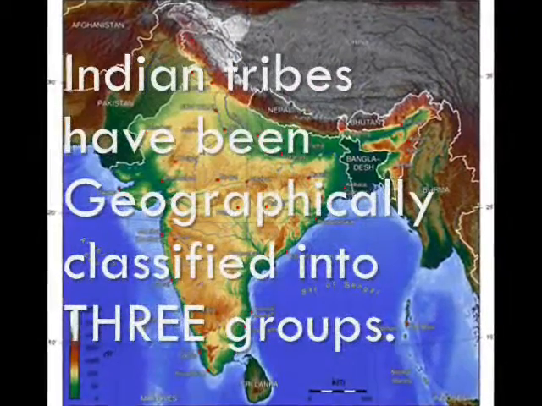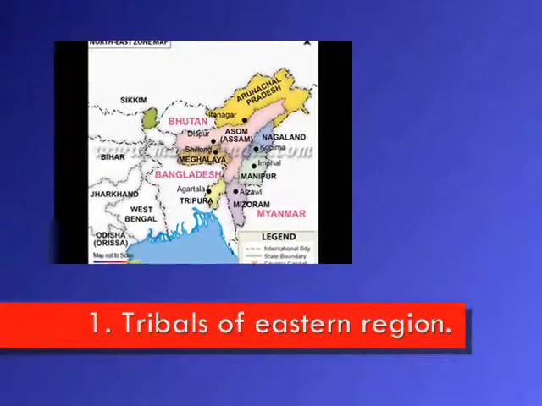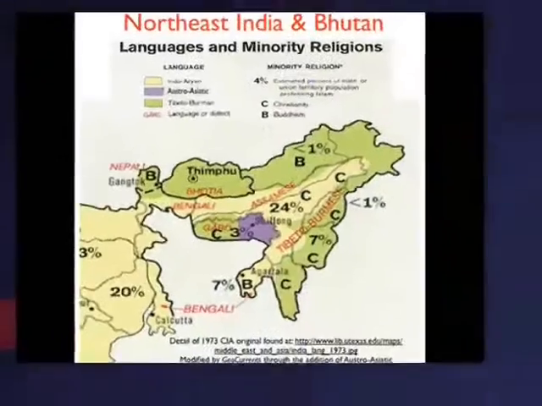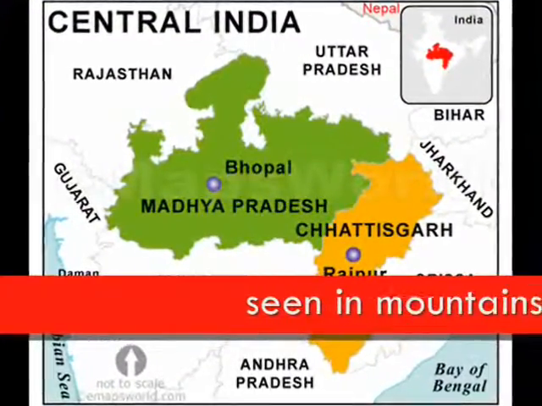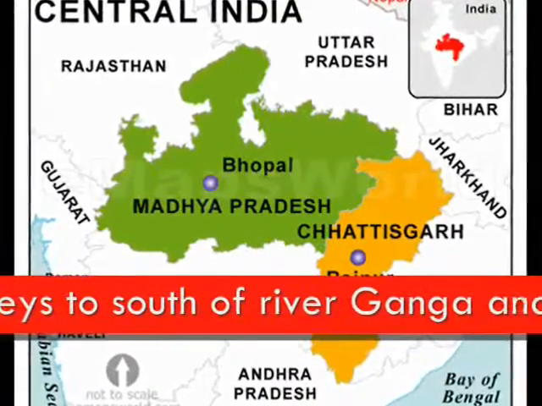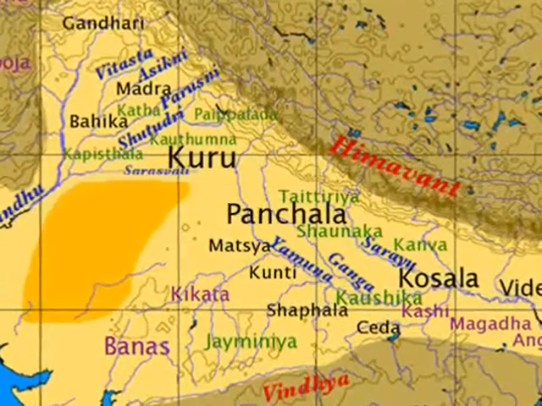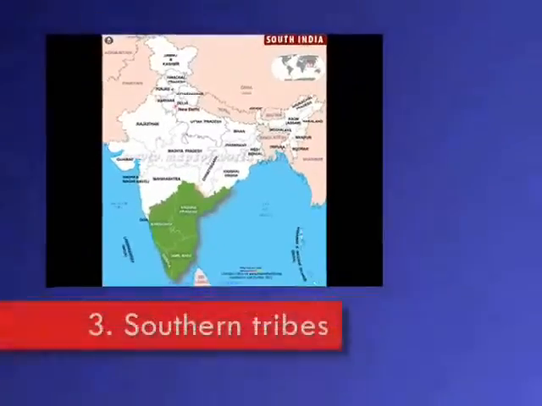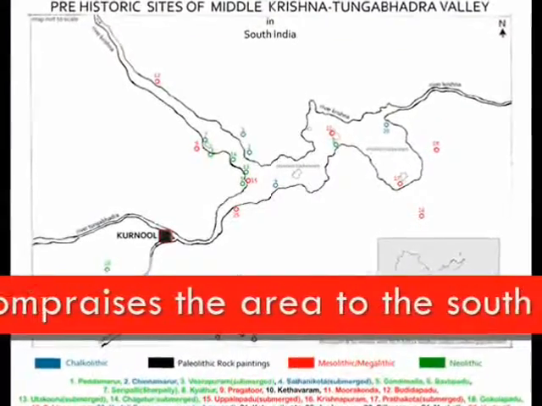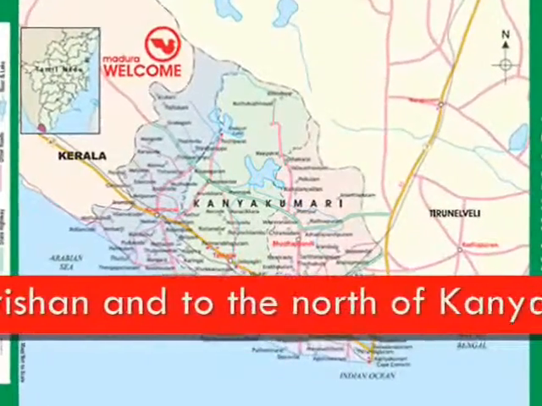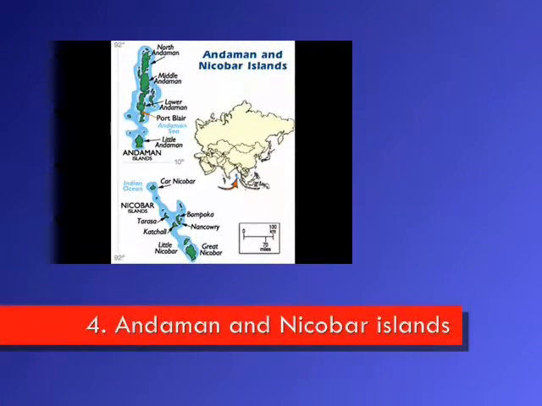Indian tribes have been geographically classified into 3 groups. First, tribals of the eastern region speak languages belonging to the China-Tibet family of languages. Second, tribals of the central region are seen in mountains and valleys to the south of the river Ganga and to the north of the river Krishna. They are more developed when compared to other tribes in the country. The third is the southern tribes, comprising the area to the south of the river Krishna and to the north of Kanyakumari. In addition to these, tribes living in the Andaman and Nicobar Islands are considered the fourth group.